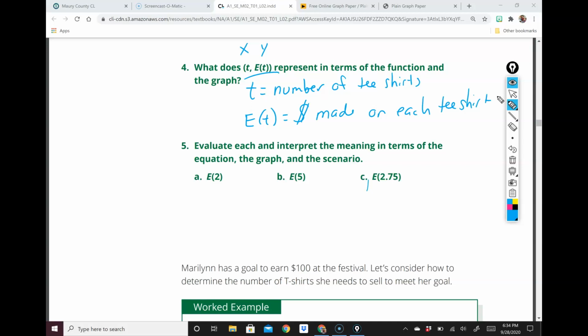Number 5, evaluate each and interpret the meaning in terms of the equation. So for 5, my input would be 2, and remember that it was 15 times x, or ET equals 15 times t. So if I'm plugging in 2 for t, then my output is going to be $30. So in other words, if she sells 2 t-shirts, she's going to make $30. If she plugs in 5, 5 times 15 gives us a profit of $75.